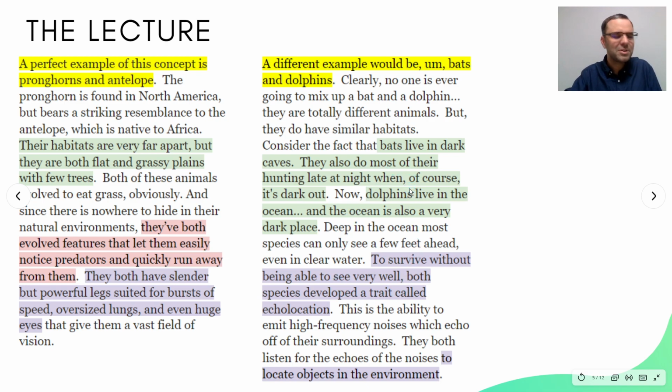This is very typical. In the lecture, you're probably going to find like 5 or 6 key details that you can include in your answer. There could be more, there could be less, but ideally you're looking for 5 or 6 good details to put into your answer.